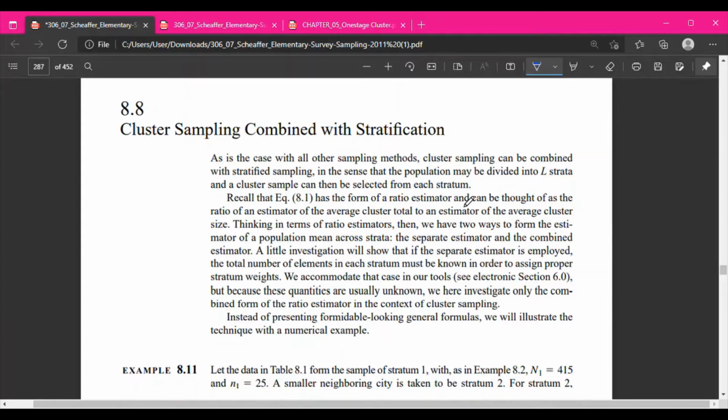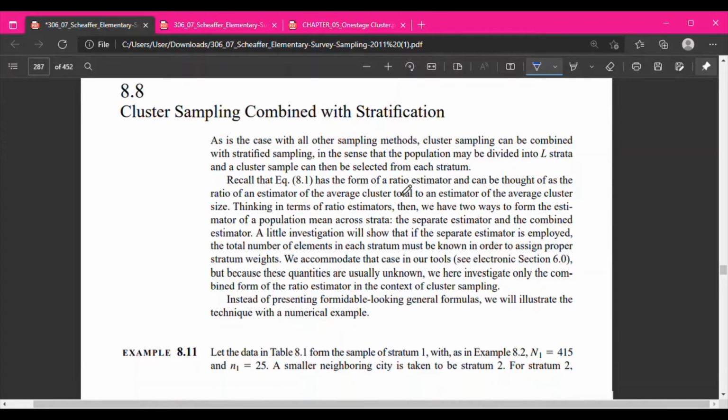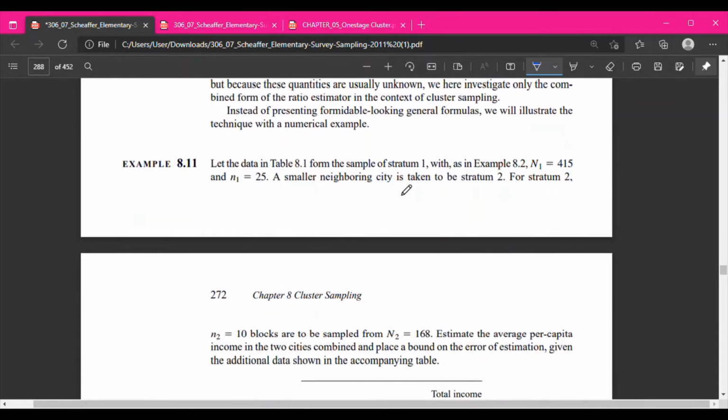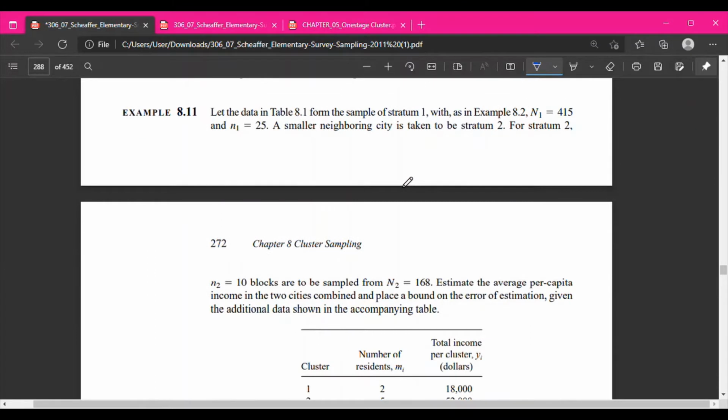So of course the calculation, when we want to estimate the mean and so on, the formula will be different. Alright, so the concept is, first we divide the population into strata and then we select several clusters from those strata. Let's say here is an example from the previous example 8.2, table 8.1, the sample of stratum 1.